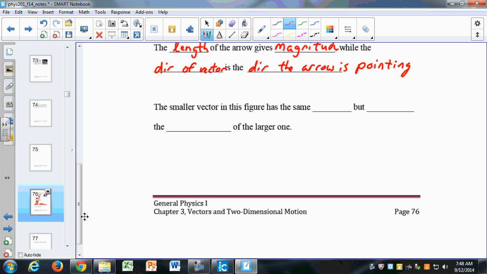So for example, if I have two vectors, say I have a vector that looks like this, and then a vector that looks like this. The smaller vector has the same direction, but as I've drawn it, it has 1/2 the magnitude of the larger one, because I've drawn it half the length of the first vector. That's just how we represent vectors. We represent them as arrows. The length gives the magnitude, and the angle gives the direction.